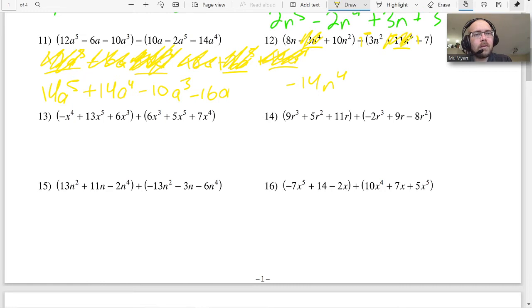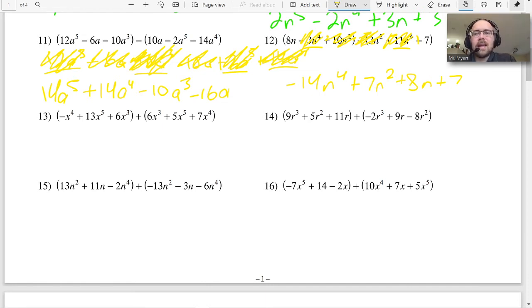Cross that out, cross that out. No n cubes. We've got 2 n squared. So that's going to be 10 minus 3 is positive 7 n squared. Okay. And then we've got 8n and a 7. Those are not like terms, so I'm just going to list them out, and then I'm done. That's it. Pretty cool, right?